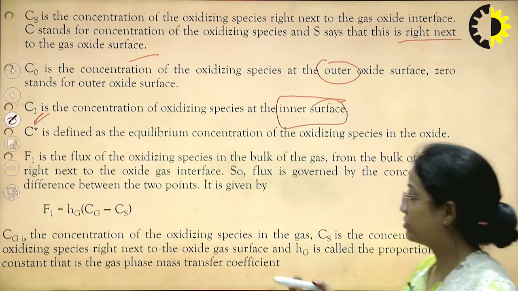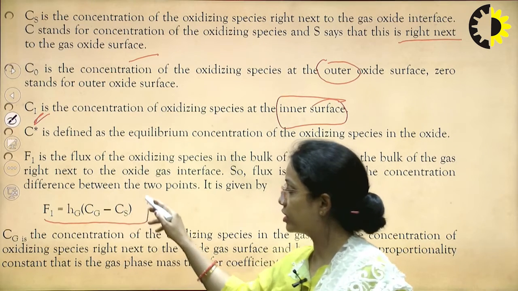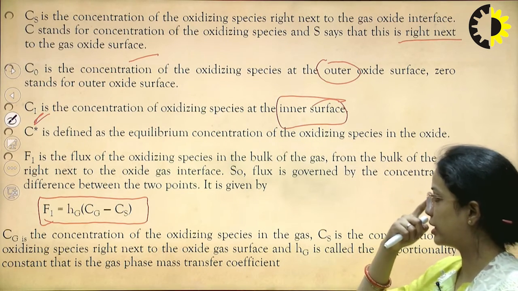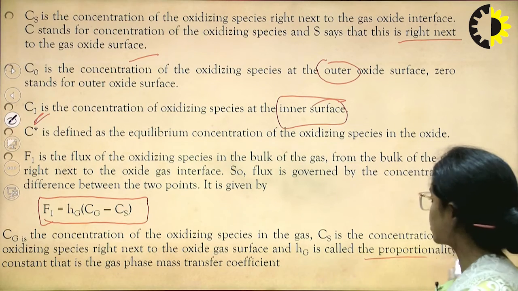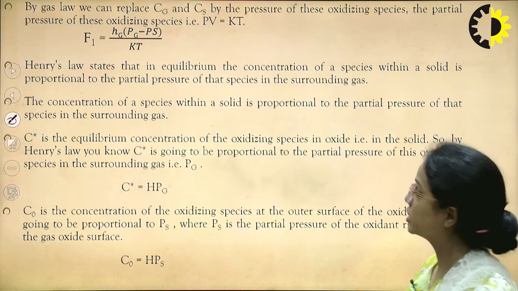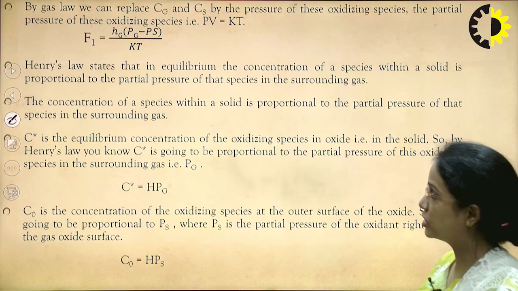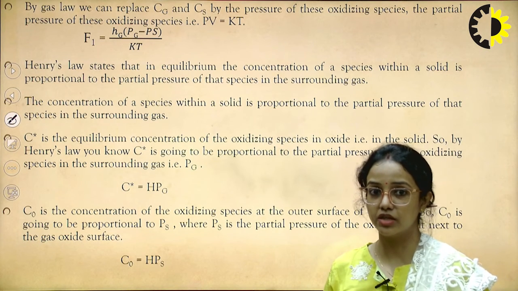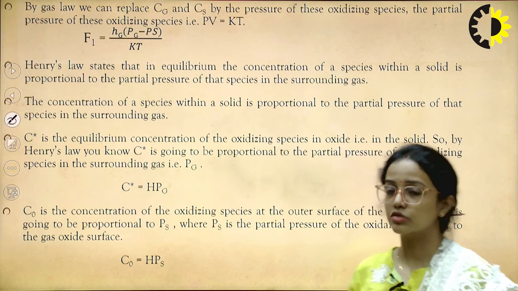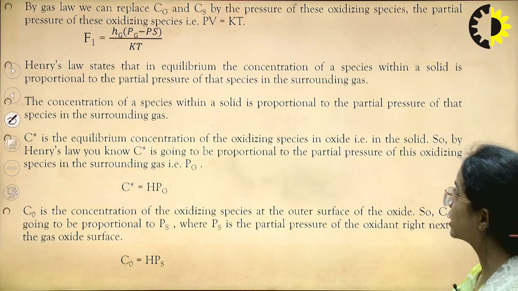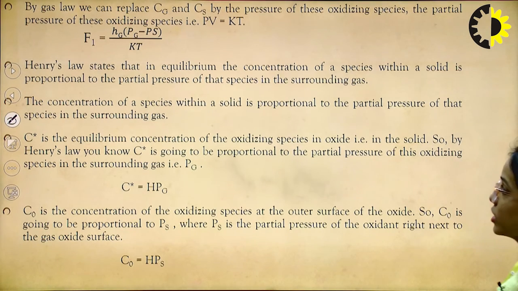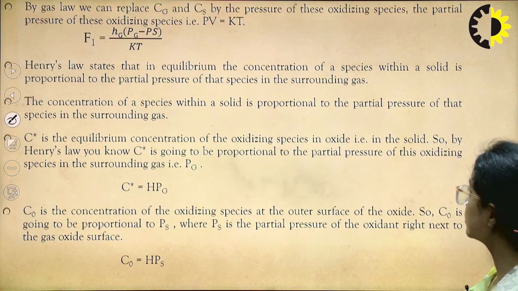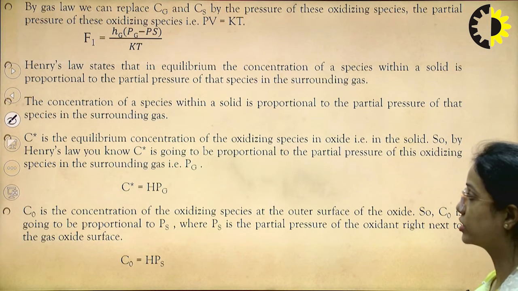Now we have a special equation where F1 can be defined as hg into Cg minus Cs. So what is this hg? It is a proportionality constant here. F1 can also be written in terms of hg times Pg minus Ps by Kt. Here we know the relation Pv equals Kt. The above is Henry's law, which states that the equilibrium concentration of species within a solid is proportional to the partial pressure of the species in the surrounding gas.